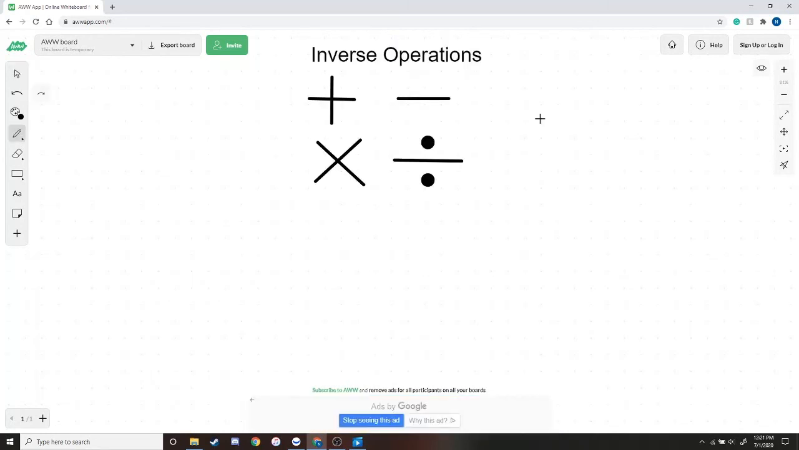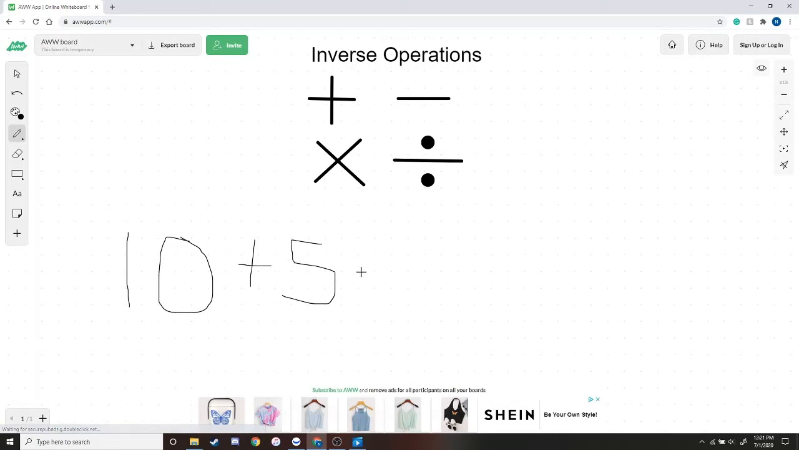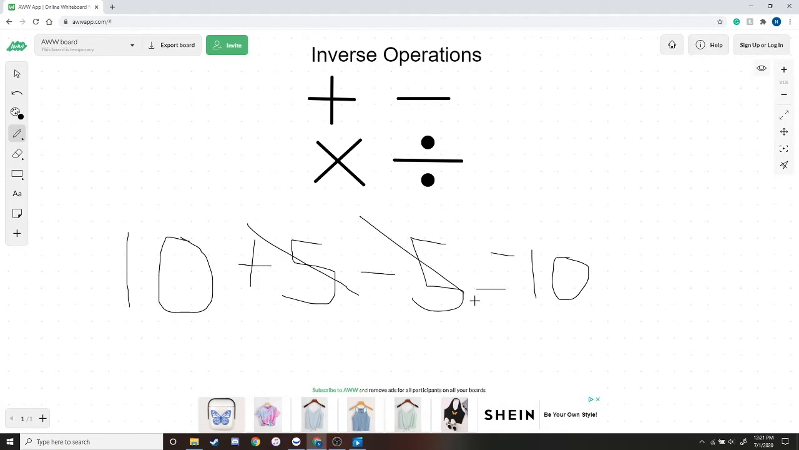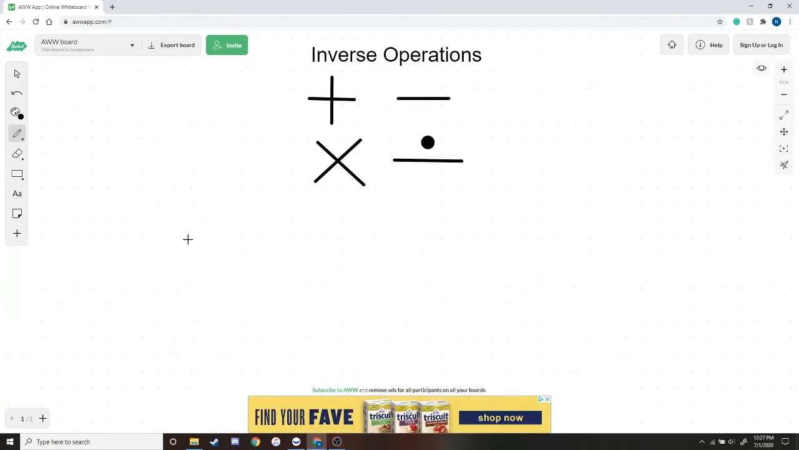Inverse operations are exactly what they sound like, operations that are opposite of each other and cancel each other out. For example, if you have 10 pencils and you get 5 more, so you add 5, but someone takes away 5 pencils, then you end up with the same amount of pencils you started with, 10. This is because the plus 5 and the minus 5 cancel out. The same thing happens when it comes to multiplication and division.